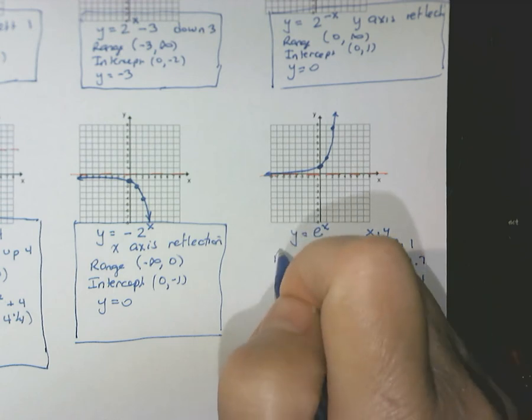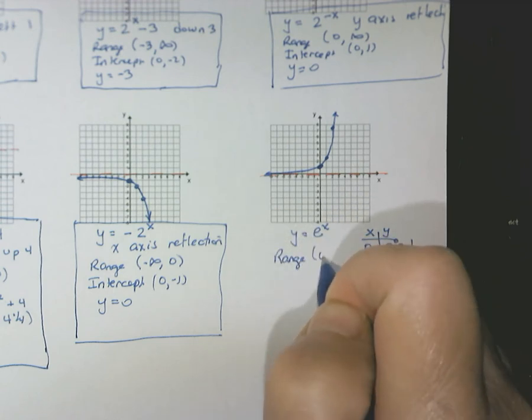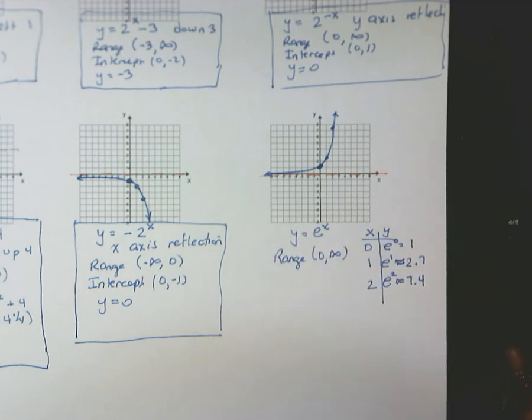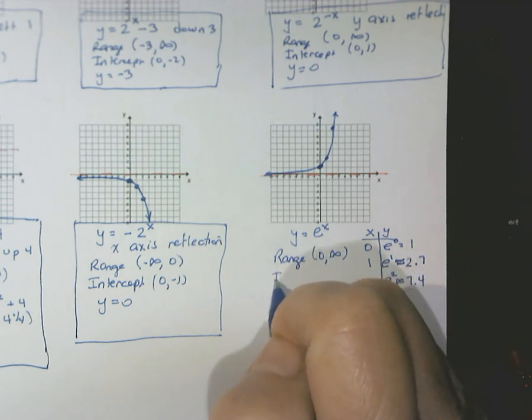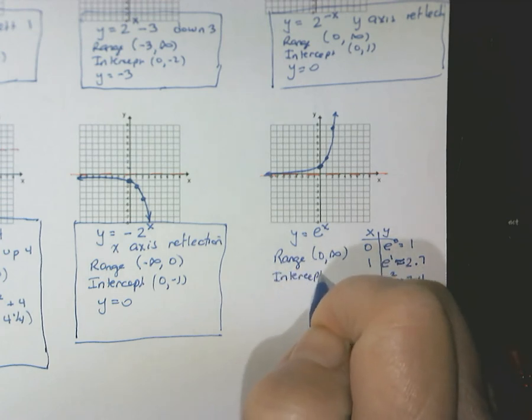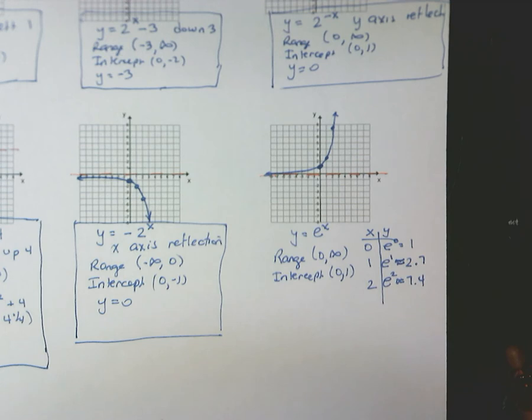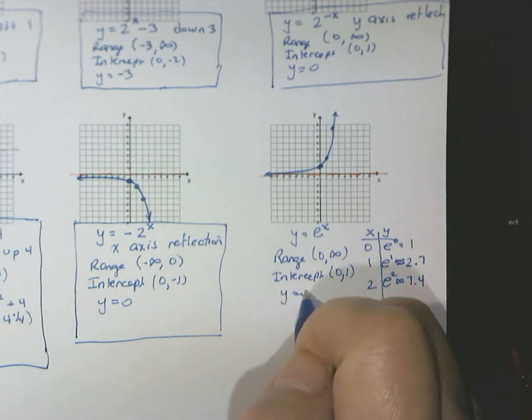So my range is going to be from 0 to infinity. My intercept is going to be the point 0, 1. And my asymptote is going to be y equals 0.